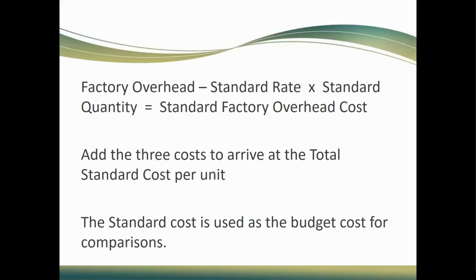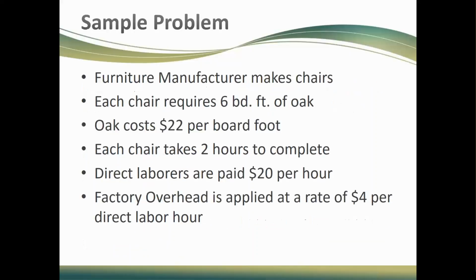Factory overhead, you're going to have some kind of a predetermined rate, so that would be your standard rate, and based on whatever that's based on would be your standard quantity to get your standard factory overhead cost. Adding the three of those together will give you the total standard cost per unit. Once you arrive at this standard cost, we're going to use it as the budget cost when we make comparisons.